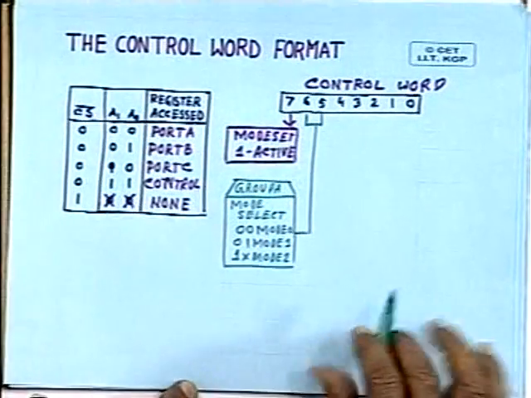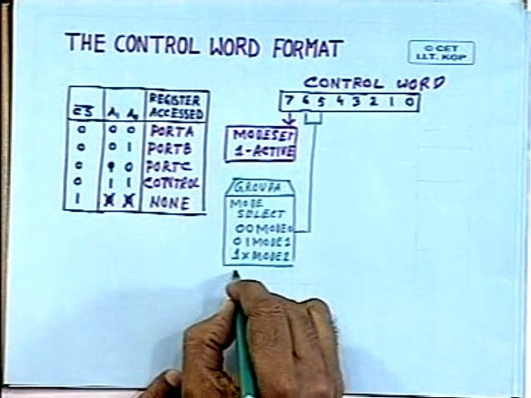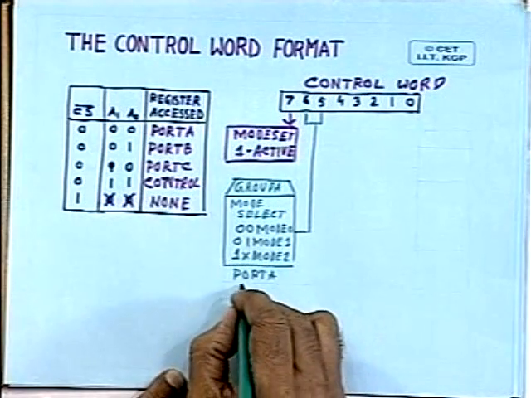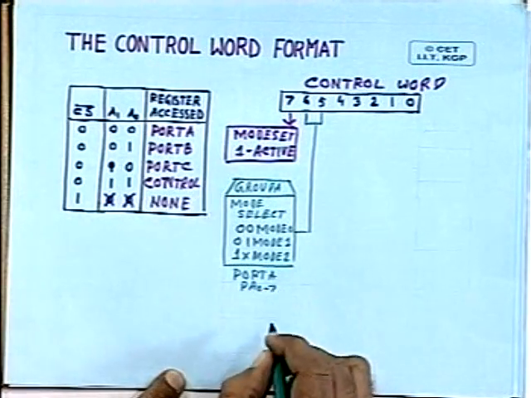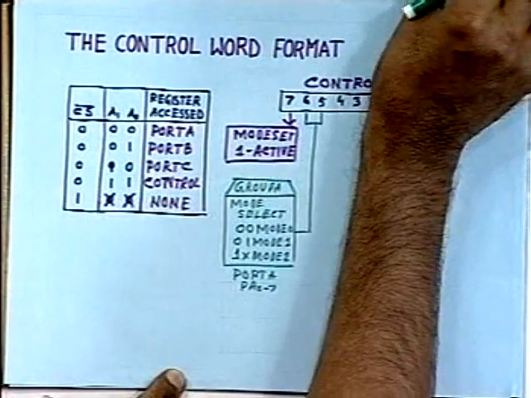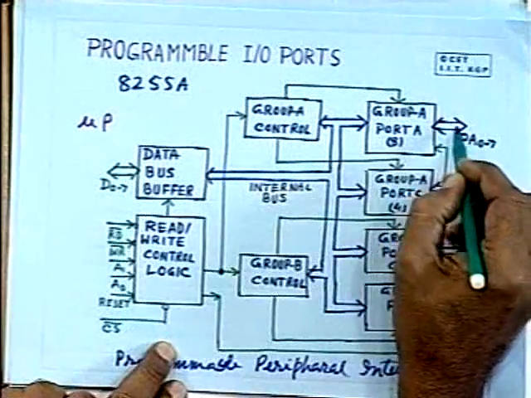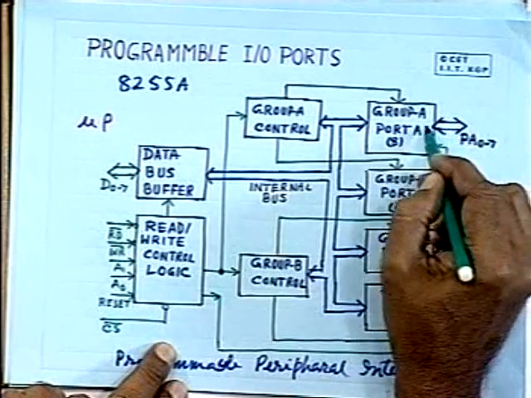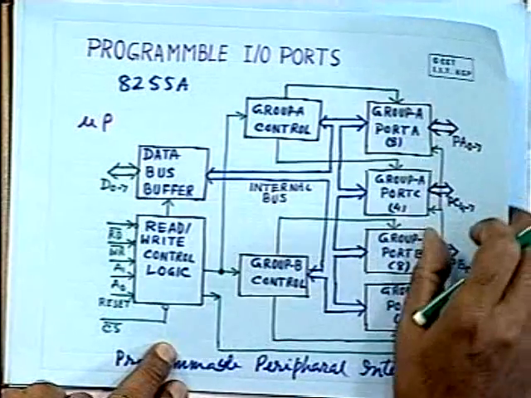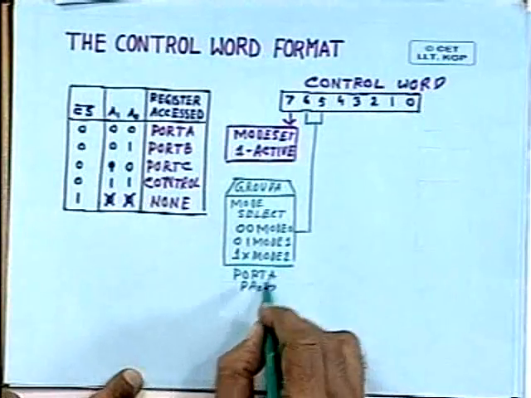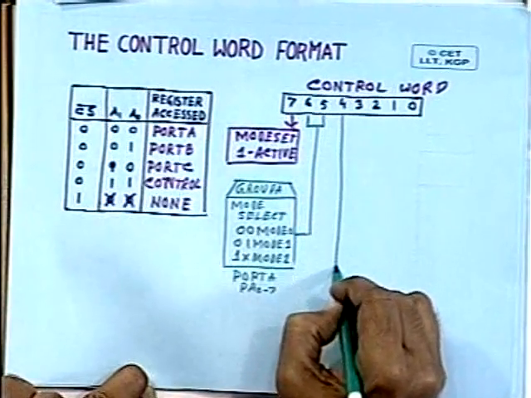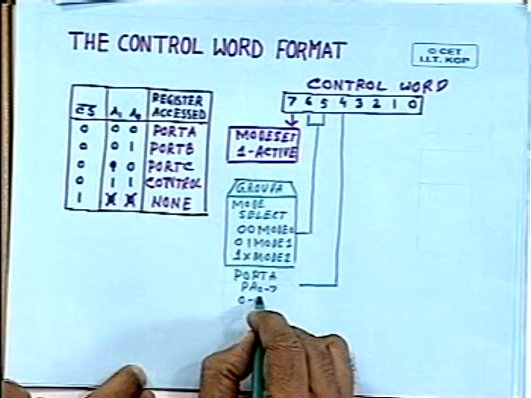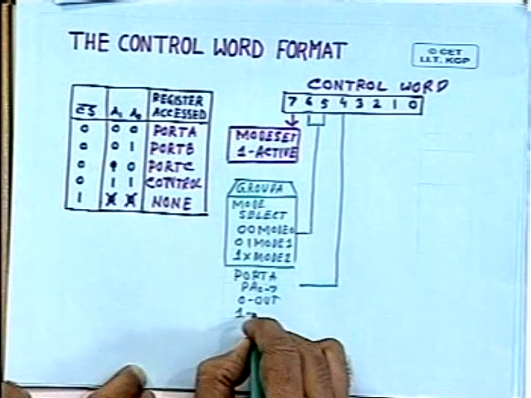And bit 4 decides the direction of port A. Port A, that means PA 0 to 7. We have seen that here I have shown it as a bidirectional line, but it can be used as an output port or it can be used as an input port. So, this can be configured with the help of this bit 4. Whenever this is 0, then out, whenever it is 1, then in.